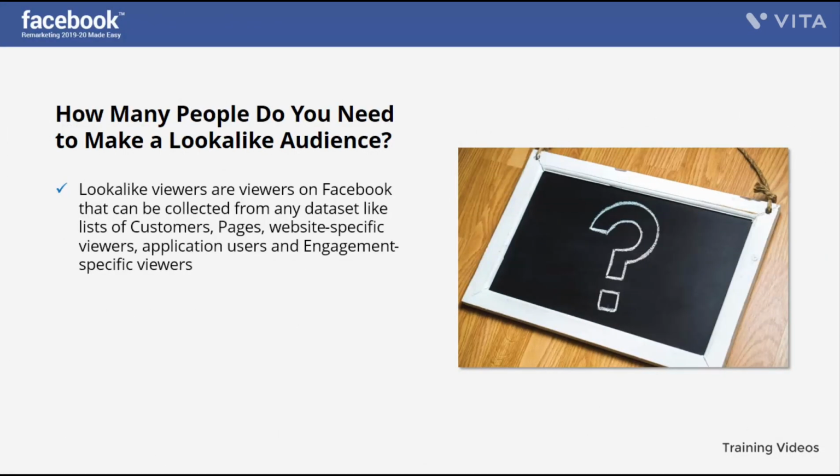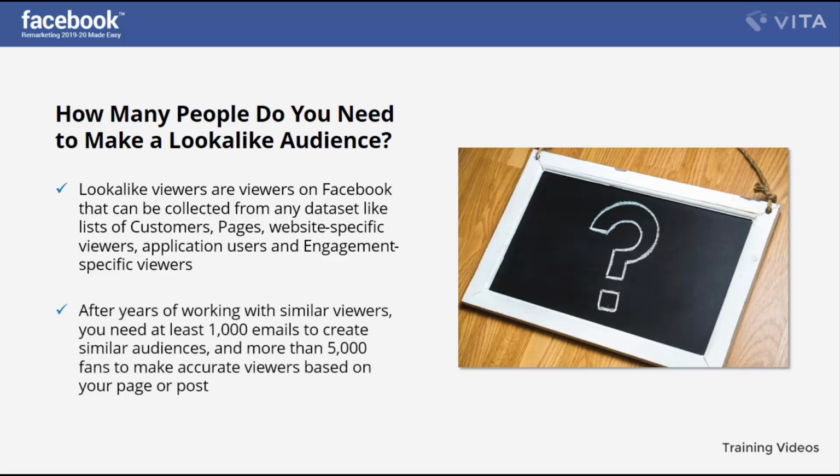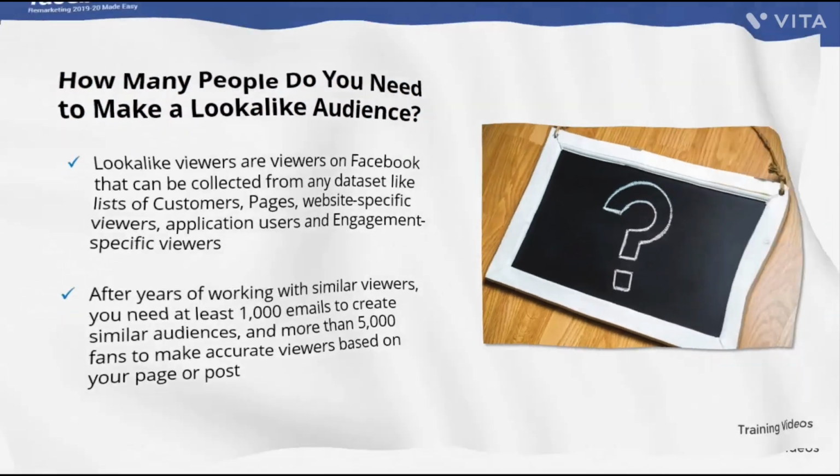How many people do you need to make a lookalike audience? Lookalike audiences are audiences on Facebook that can be collected from any dataset, like lists of customers, pages, website-specific audiences, application users, and engagement-specific audiences. At a minimum, you need 100 users to be able to create similar audiences from many datasets. After years of working with similar audiences, you need at least 1,000 emails to create similar audiences, and more than 5,000 fans to make accurate audiences based on your page or post.